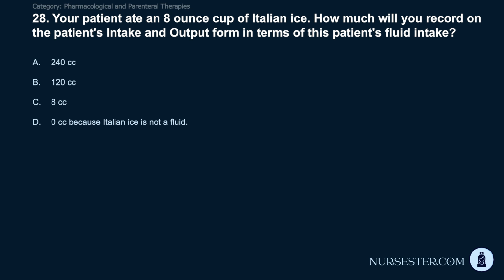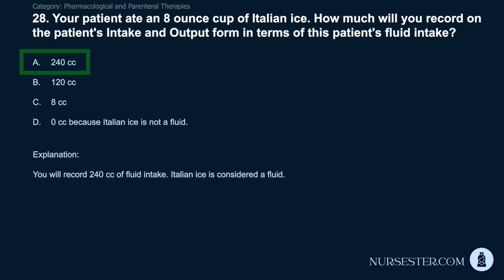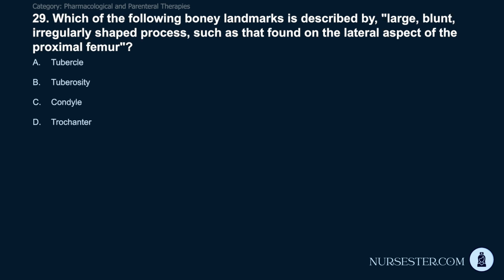28. Your patient ate an 8-ounce cup of Italian ice. How much will you record on the patient's intake and output form in terms of this patient's fluid intake? A. 240 cubic centimeters, B. 120 cubic centimeters, C. 8 cubic centimeters, D. 0 cubic centimeters because Italian ice is not a fluid. Correct answer, 240 cubic centimeters. You will record 240 cubic centimeters of fluid intake. Italian ice is considered a fluid.